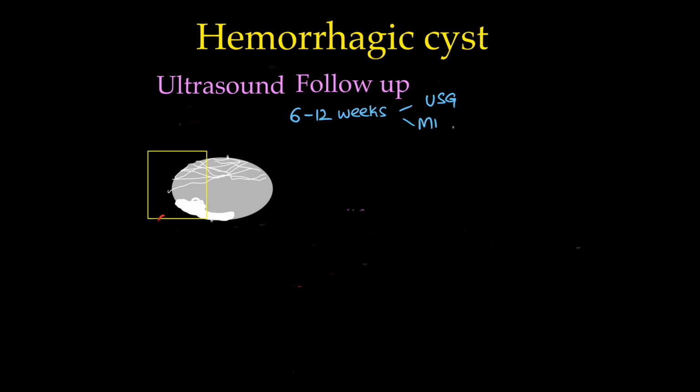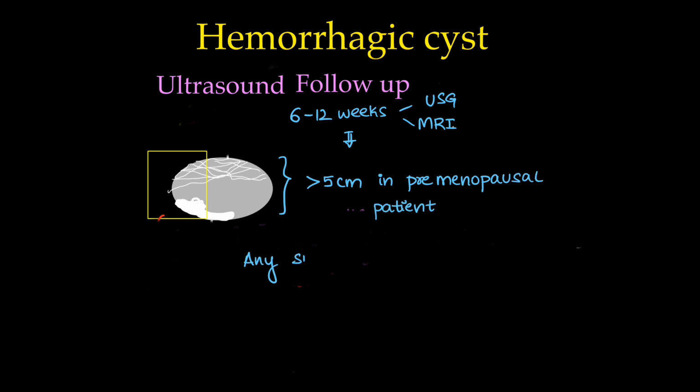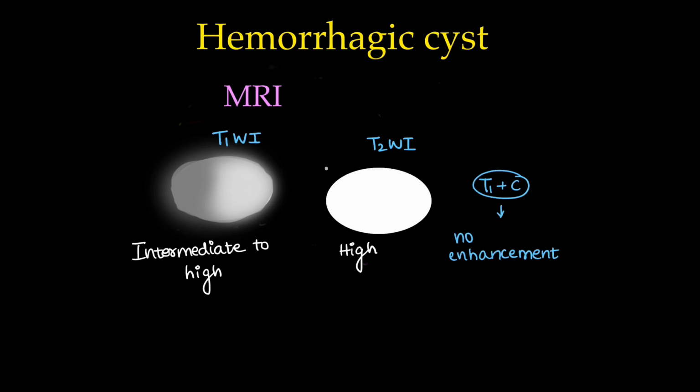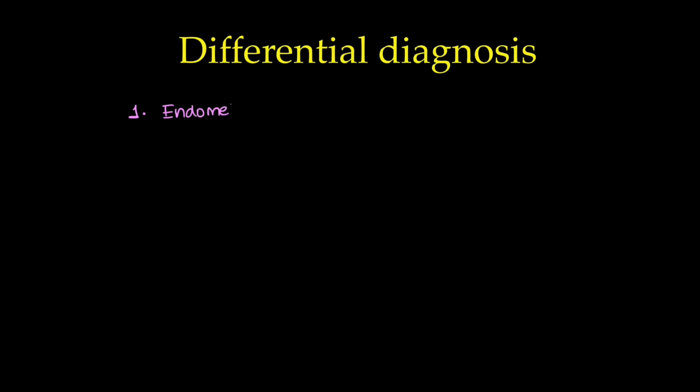If you find a hemorrhagic cyst, we have to advise for interval follow-up after 6 to 12 weeks on either ultrasound or MRI. Only if the following conditions are present, that is if the cyst is more than 5 cm in a premenopausal patient or a cyst of any size in a postmenopausal patient, it is supposed to be followed up. So hemorrhagic cyst on MRI, as we discussed, on T1 weighted imaging can show intermediate to high, on T2 weighted imaging high, and on contrast there will be no enhancement.